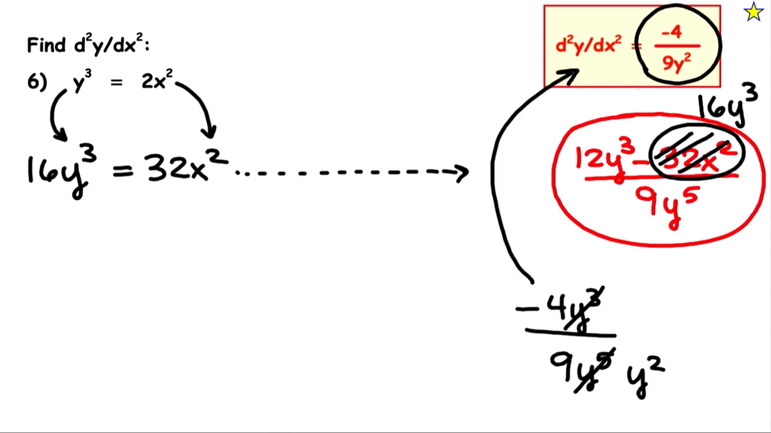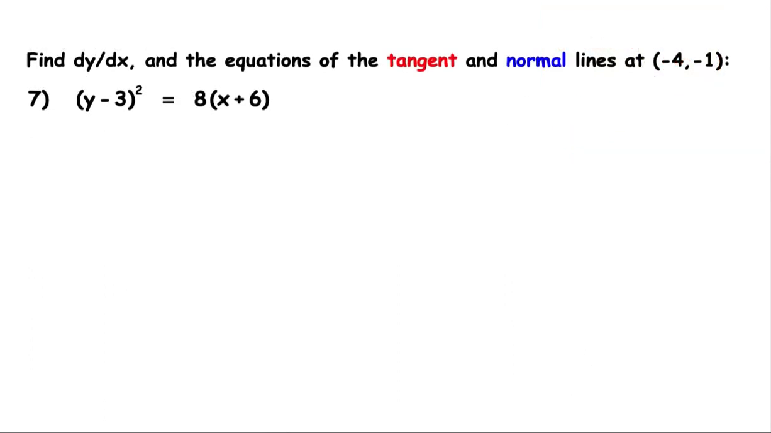Here's number 7. Okay, for these last 2 problems, the directions are slightly changed. It says find dy dx and the equations of the tangent and normal lines, which is what we were doing earlier in the chapter. The problem is we couldn't have solved this earlier in the chapter because we didn't know about implicit differentiation. This is also a sideways parabola, which means it's not a function, and therefore most graphing calculators won't graph it. So, all right, let's try it out.